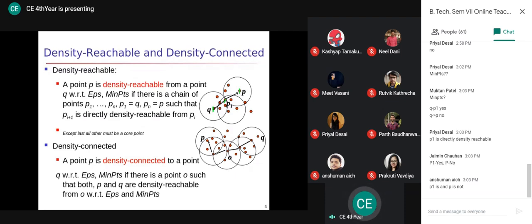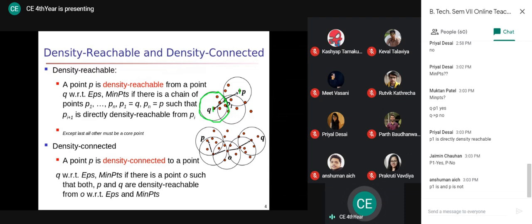Why? Just focus on the circle of Q. Within this boundary, first of all, calculate how many points are there. If the number of points is higher than or equal to 4, then we can say Q is a core point, and then we can start all these stories of directly density reachable and density reachable. If it is not a core point, don't worry about all this; none of these concepts are applicable. And ultimately, these core points are very important in the DBSCAN algorithm, because they are useful to decide the cluster.